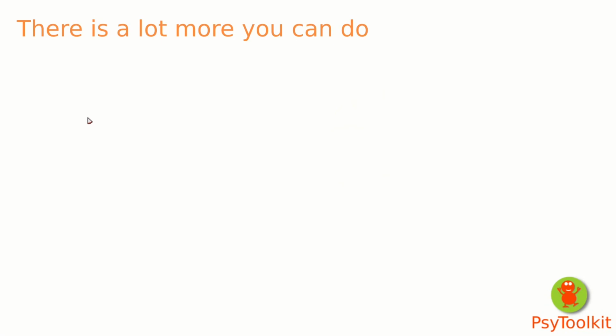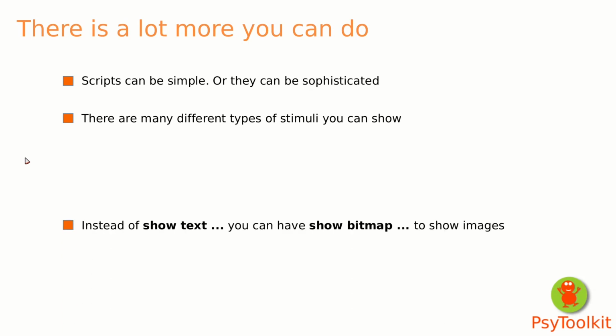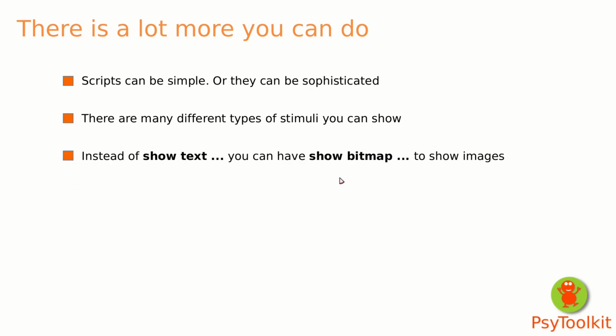There's a lot more that you can do with these scripts. Scripts can be simple like this one, but they can also be very sophisticated. You can make very smart experiments. There are many different types of stimuli that you can show. It's not just text, but you can show images. That's actually quite useful. Rectangles, images, circles. You can even show videos. You can also have conditional if or while statements. If is very handy. So for example, if the participant makes a mistake, then just give a specific error message.